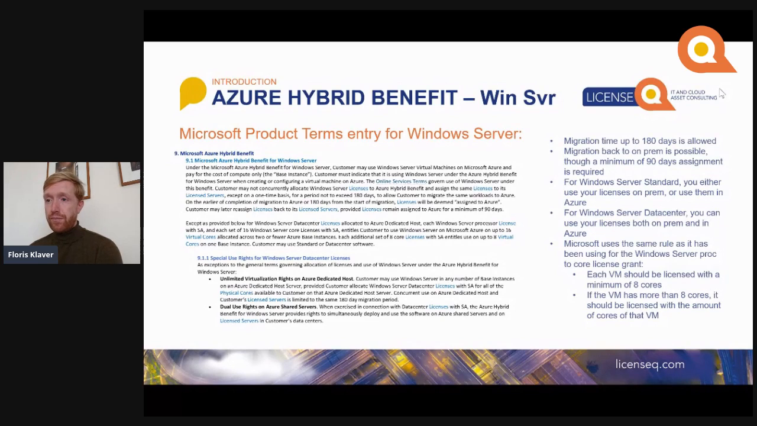Now, how does it work? Microsoft uses a certain grant for the licenses. So each VM should be licensed with a minimum of 8 cores. That is the same 8 cores that they had in the proc to core conversion that they did with Windows Server 2016, where you needed to buy a minimum of 8 cores per processor in order to qualify for the migration grant. If a VM has more than 8 cores, you license the amount of cores in that VM.